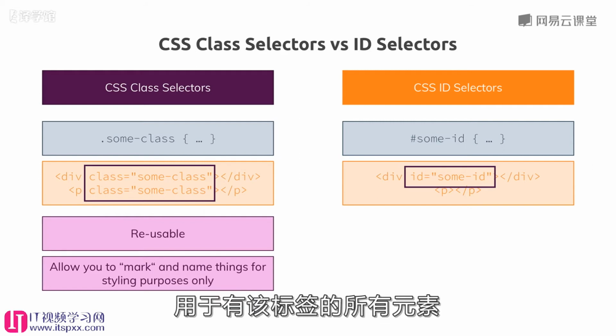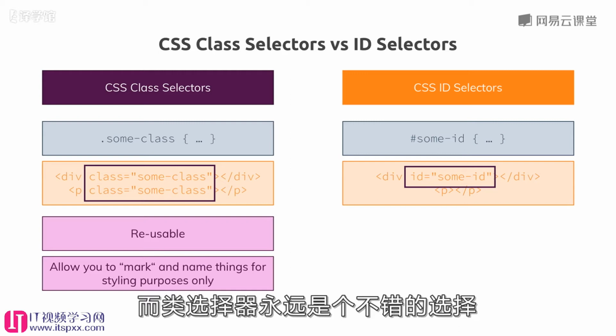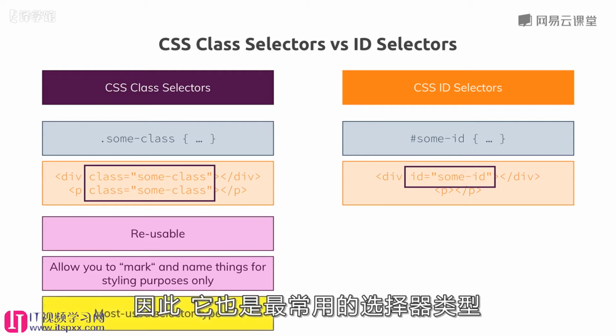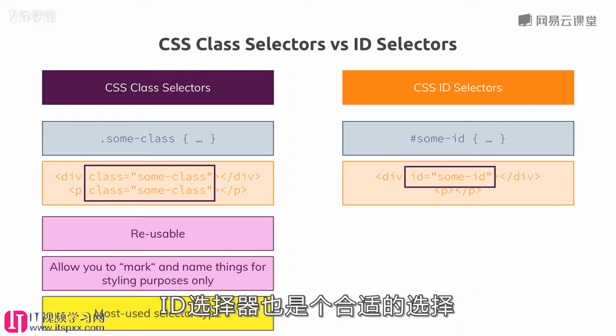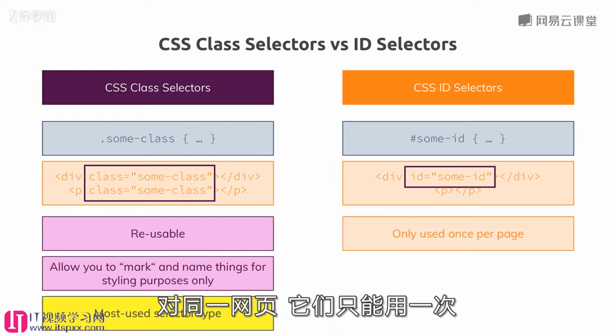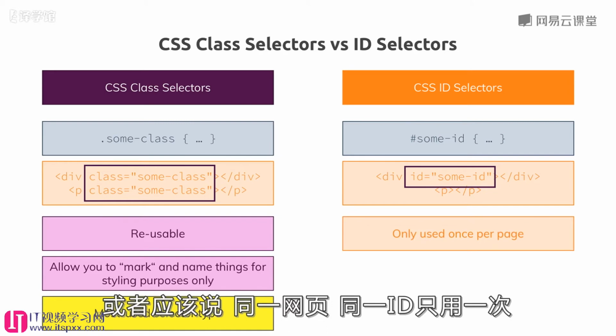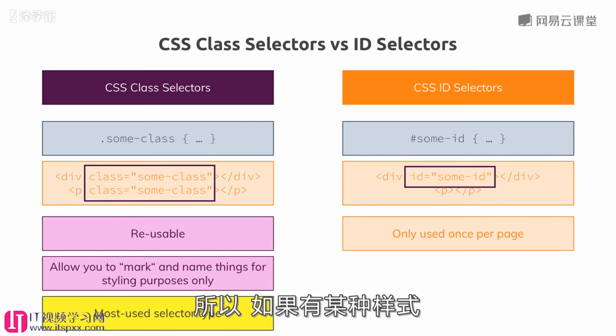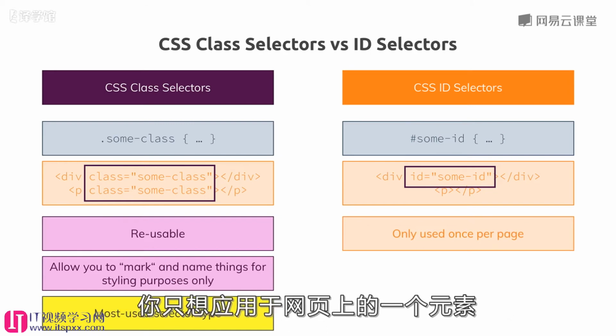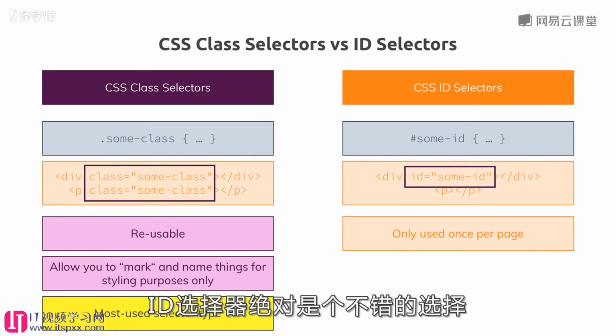that tag. Class selectors, on the other hand, are always a good choice, and they're therefore the most used selector type. ID selectors can be a decent choice too though. An ID is only used once per page, and therefore, if you get a certain style that really should just affect one element on your page and never more, using an ID selector definitely is not a bad idea.